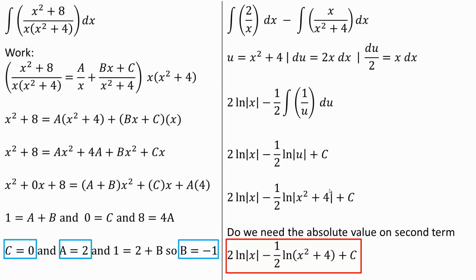And this is just a minor thing. Do we need the absolute value on the second term? The reason we don't is because if x is -5, it's still positive. If x is 5, it's also positive. So the absolute value is not essential. And so I change it to a parentheses. And that's all we need to do for this type of problem.